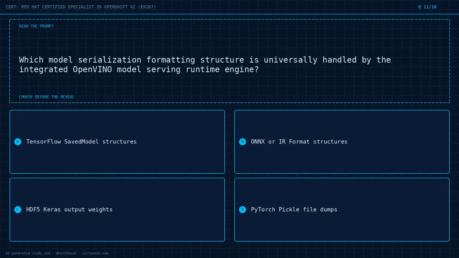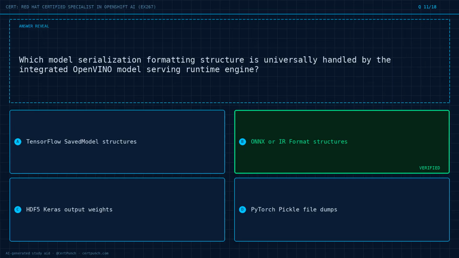Question 11 of 18. Which model serialization formatting structure is universally handled by the integrated OpenVINO model serving runtime engine? Option A. TensorFlow saved model structures. Option B. ONNX or IR format structures. Option C. HDF5 Keras output weights. Option D. PyTorch pickle file dumps. Decide on the strongest option before the reveal.